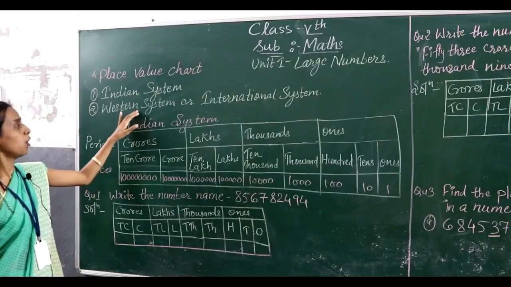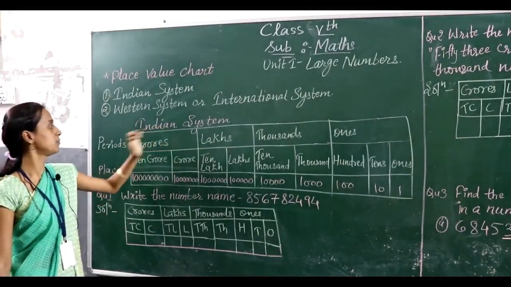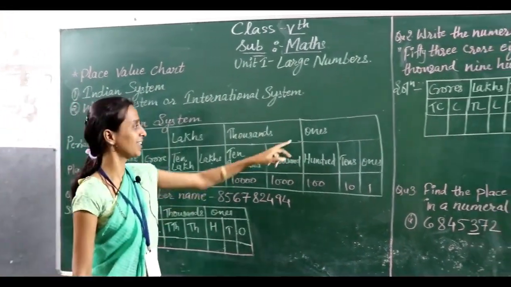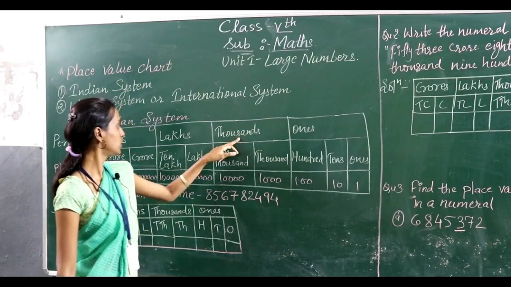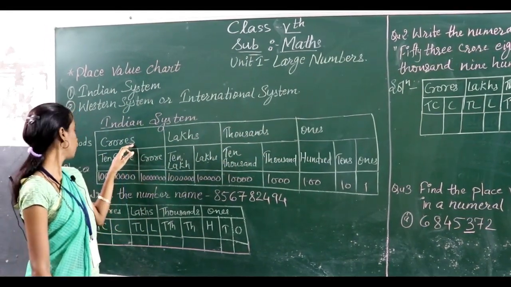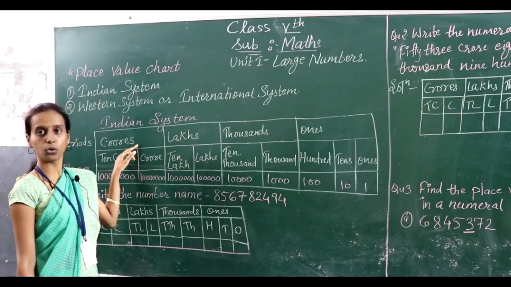Now how do we show the Indian system chart? In the Indian system chart there are a total of 4 periods. What are the 4 periods? Ones, thousands, lakhs and crores.